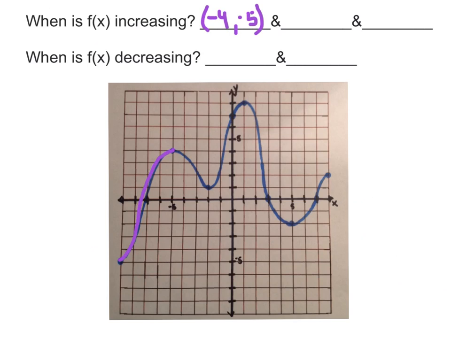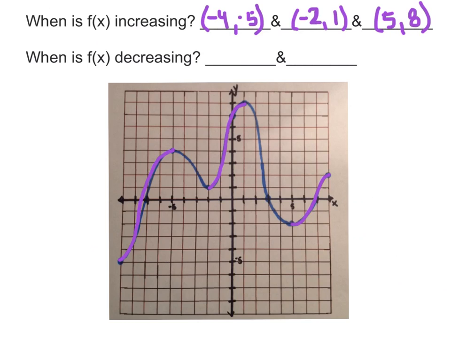Then starting at -2 until x equals +1: -2, +1. And then one more time, there's an interval starting at x equals 5 until x equals, looks like 8. So we'll say from 5 to 8, f of x was increasing.